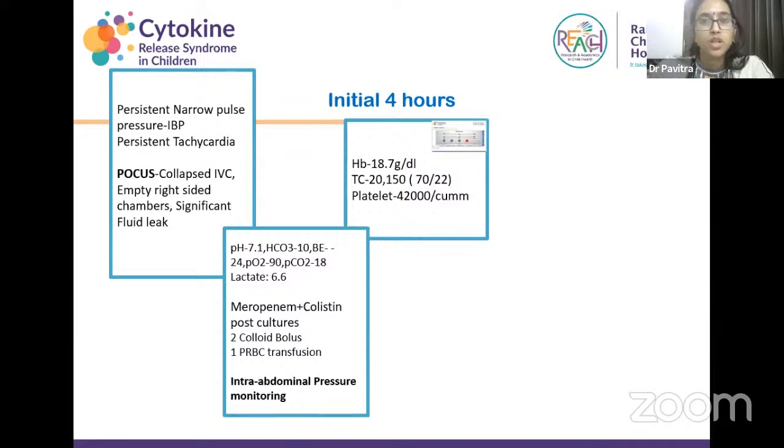By this time, he was already on his second colloid bolus. Despite receiving multiple fluid boluses and a PRBC transfusion, he continued to be in shock. As is our unit policy, for any severe dengue patient receiving more than 30 ml per kilo bolus over a 3-hour duration, we initiate intra-abdominal pressure monitoring, as they generally go on to have significant leak, raised intra-abdominal pressure, and drop in urine output.